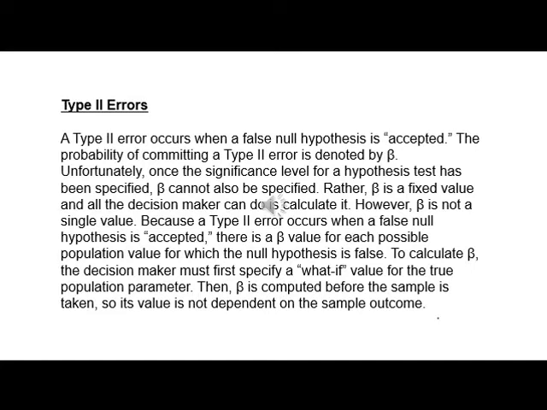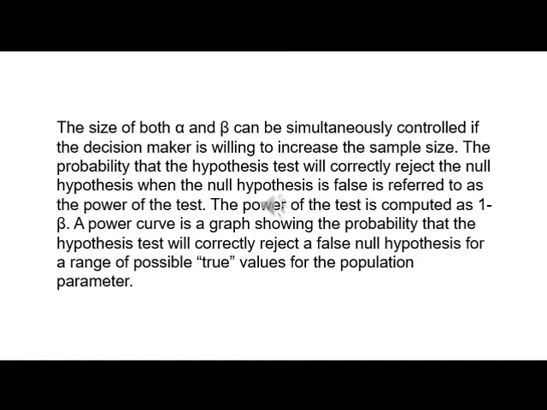The size of both alpha and beta can be simultaneously controlled if the decision maker is willing to increase the sample size. The probability that the hypothesis test will correctly reject the null hypothesis when the null hypothesis is false is referred to as the power of the test. The power of the test is computed as 1 minus beta. A power curve is a graph showing the probability that the hypothesis test will correctly reject a false null hypothesis for a range of possible true values for the population parameter.